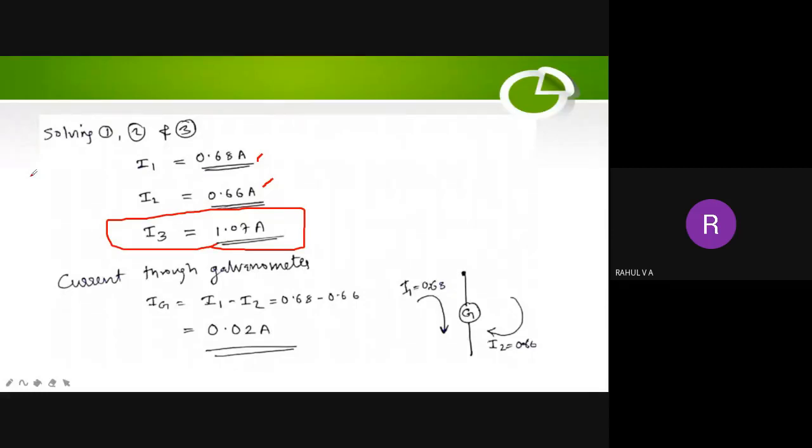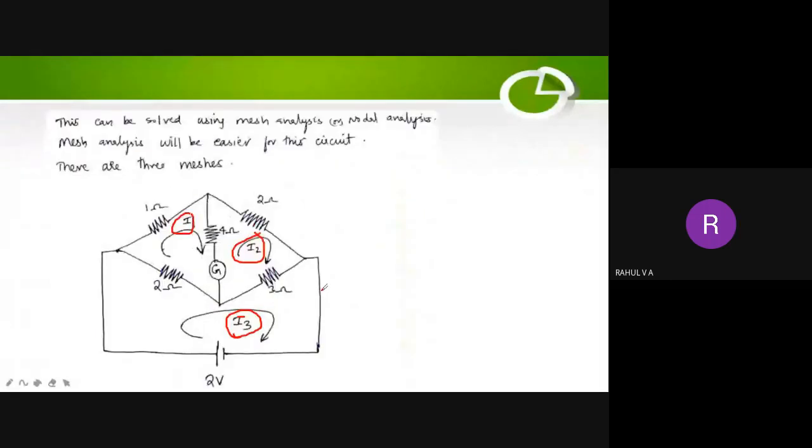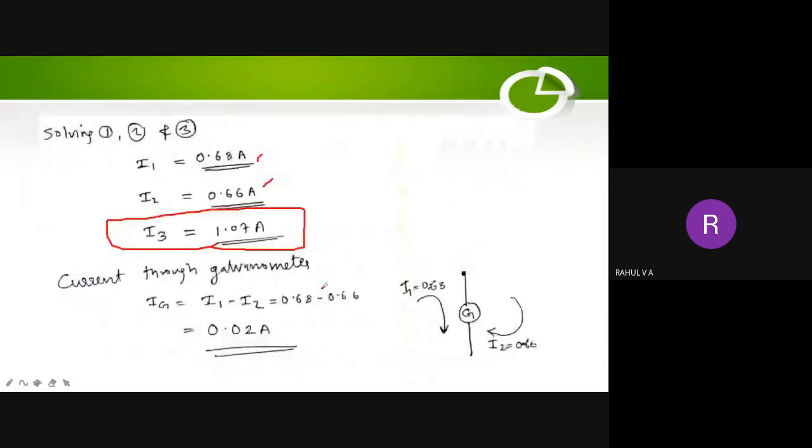Okay, now what we have to find out is the current through the galvanometer. It is nothing but in our case I2 minus I3. So as Anugraha told, I2 is 0.68 and I3 is 0.66. So 0.68 minus 0.66, it is 0.02 ampere. So that is the current through the galvanometer.